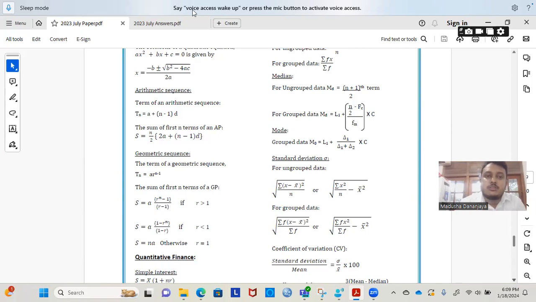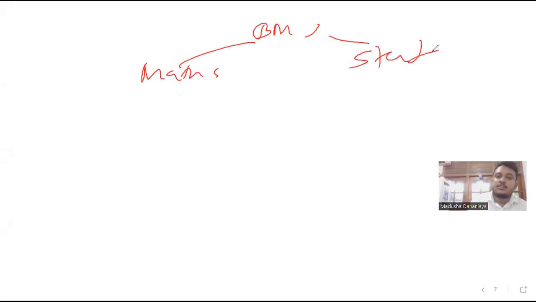Now, when it comes to this subject, guys, there are basically 2 parts in this subject. Apparently, as the name suggests, business mathematics and statistics, right? There are 2 parts now. One part is business mathematics, maths. Second part is statistics, stat.